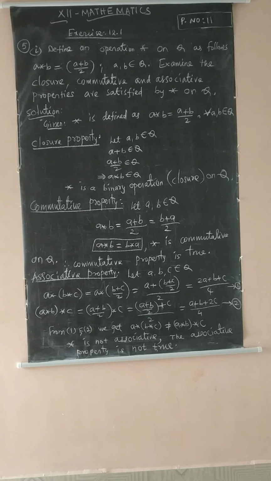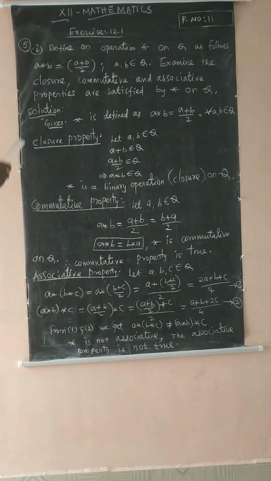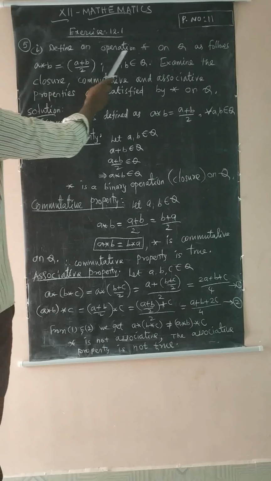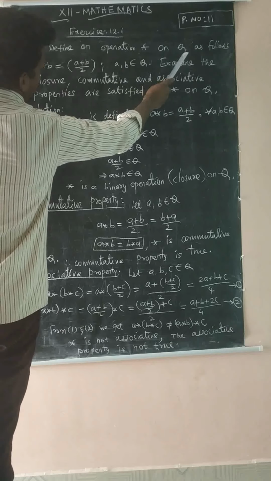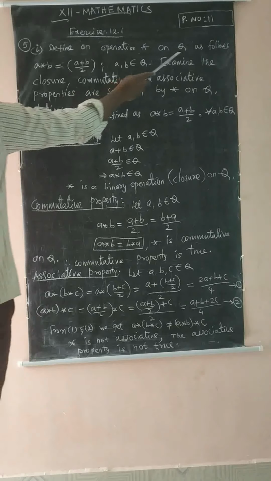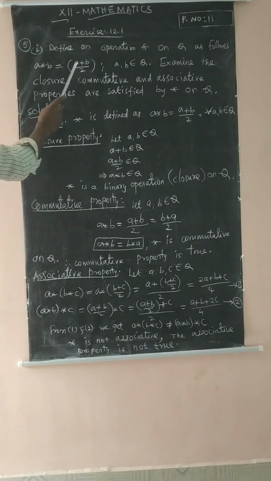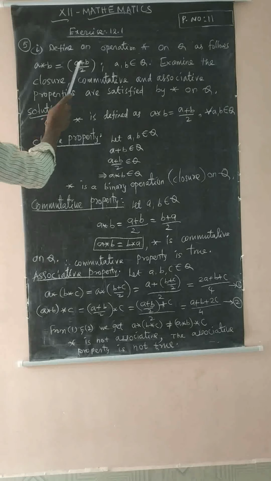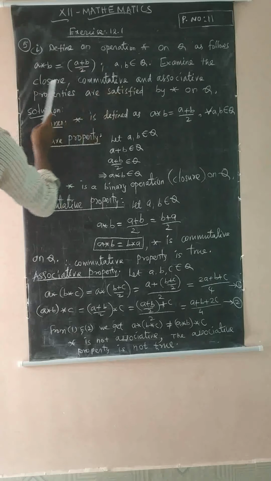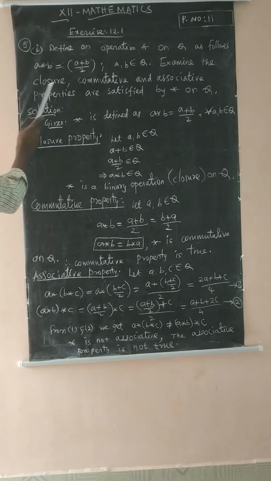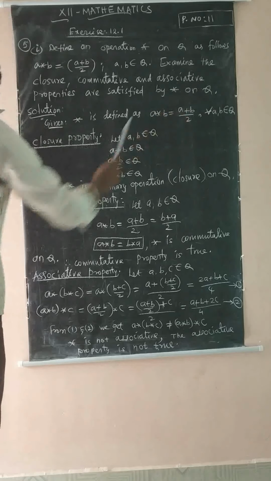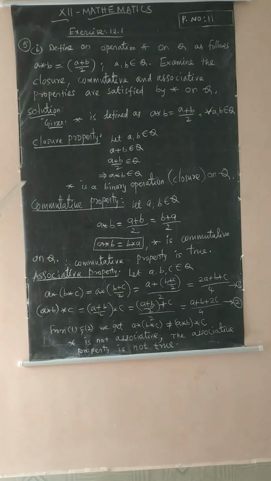Students, now see exercise 12.1, fifth question, first subdivision. Define an operation star on Q as follows. Here the set is Q and the binary operator is star. a star b is equal to a plus b by 2, where a, b belong to Q. Examine which of the closure, commutative and associative properties are satisfied by star on Q. So we have to prove the closure axiom, commutative and then associative properties.